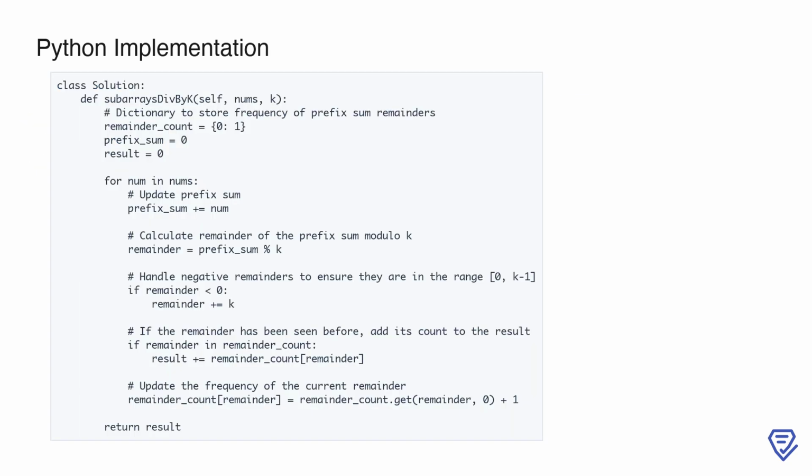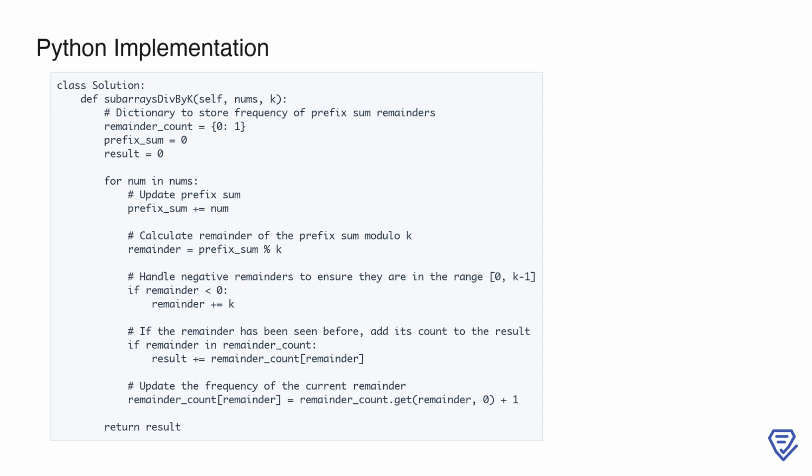This Python implementation solves the problem of finding subarrays whose sums are divisible by a given integer k. The solution uses the concept of prefix sums and their remainders modulo k to detect divisible subarrays efficiently. The function begins by initializing a dictionary remainder_count to store the frequency of prefix sum remainders. The value {0: 1} is preset to handle cases where the prefix sum itself is divisible by k. A prefix_sum keeps track of the running sum of array elements, and result stores the count of valid subarrays.